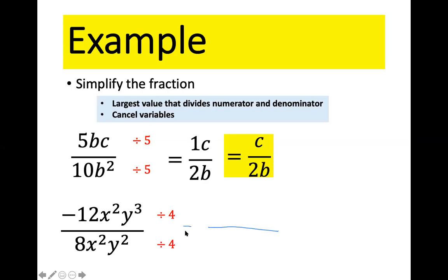coefficients, we would get, let's see, we get what? Negative 3 over 2. And then we handle each one of the variables secondly. Let's see, x squared and x squared, well, those would cancel each other out. Oop, I already wrote the answer. Those would cancel each other out. And then we have 3 y's on the top, 2 on the bottom. We'd be left with 1 y on the top, and, well, there's your answer.